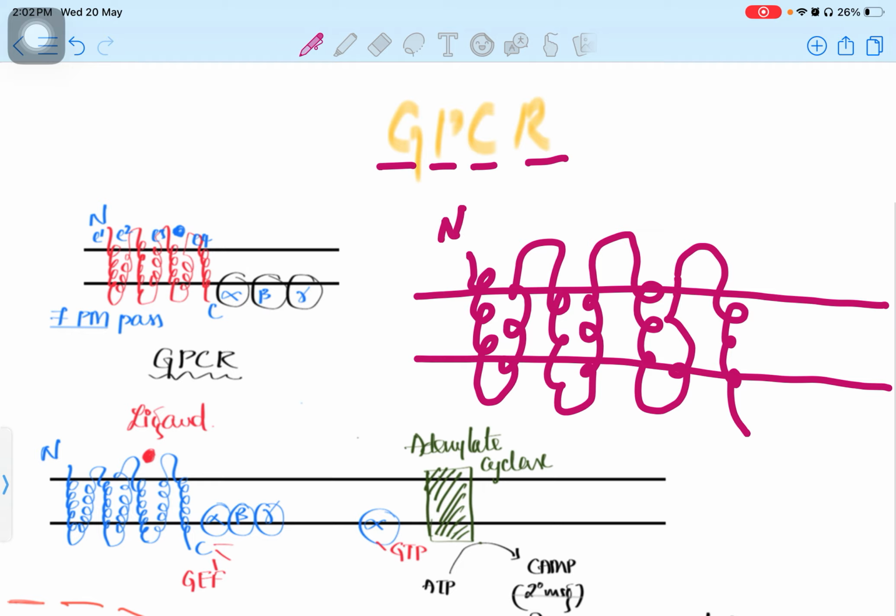This terminal region we are calling the N-terminal. As we know, proteins have two terminals. One is the N-terminal, and the other is the C-terminal. The N-terminal is present on the external side of the cell, but the C-terminal is present inside the cytosol. Cytosol is nothing but the cytoplasm region where the C-terminal is present.